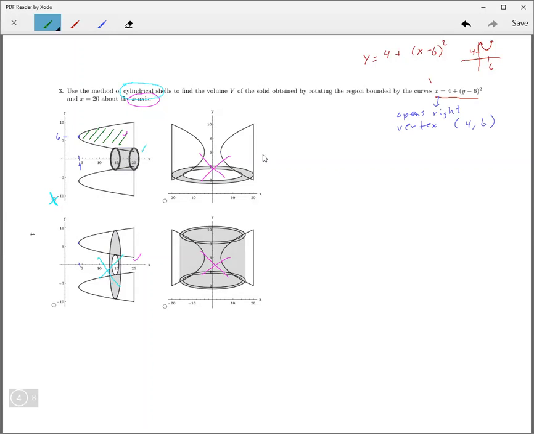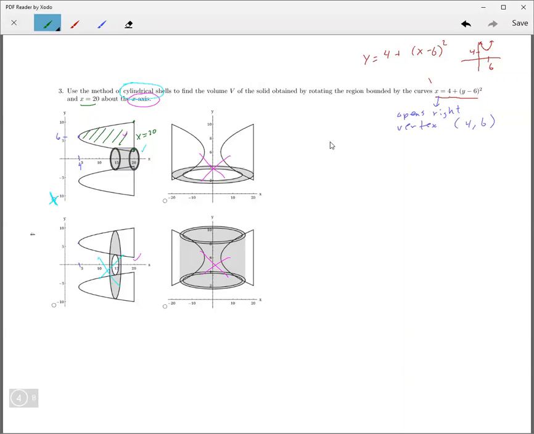Okay, so now cylindrical shells. Let's go ahead and do that. So that's going to be, now this time, what's happening is you're going to be integrating in the y direction. You're going to be integrating in this direction here. So what we need to do first is figure out where these intersect right here. We need to figure out what those points are. And this curve right here is x equals 20, which just comes from that.